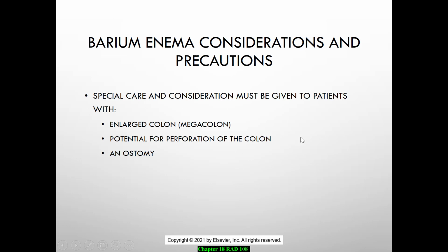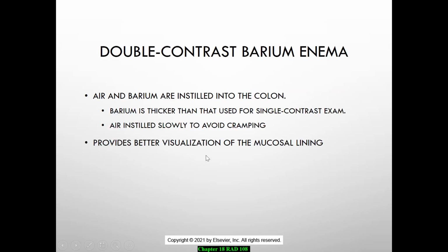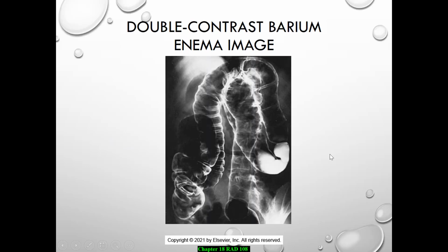So some considerations. We do have some enlarged colons. There is that potential to perforate the colon. Sometimes they'll come in with an ostomy bag that we will insert into the ostomy bag. That'll be the radiologist that takes care of it in that situation. We do double contrast BE, so there's air and barium instilled into that contrast column, into the colon. So you'll typically insert the barium like you would. The radiologist will allow it to flow into the barium, and then there's a ball that they squeeze to insert the air into that area. So again, that's going to provide better visualization of that mucosal lining. So this is what that double contrast image looks like when you have air.